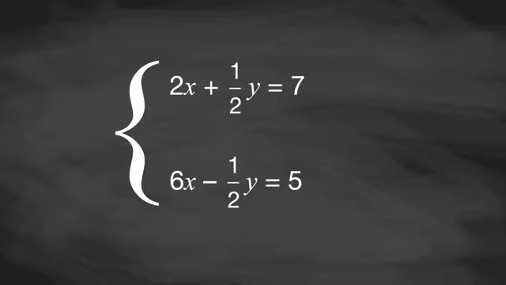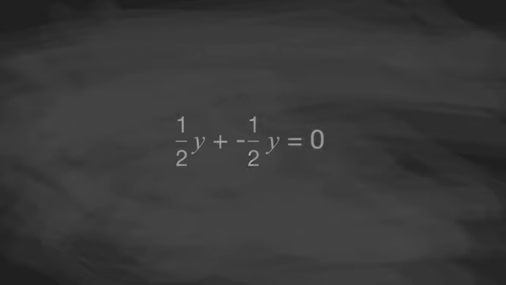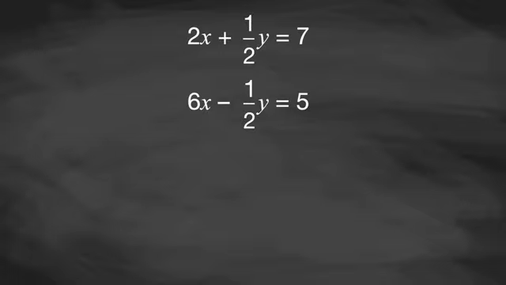Here is a system of linear equations. Which would be more helpful for solving the system? Adding the two equations or subtracting one from the other? The y coefficients are opposites, so if we add the equations, we would eliminate the y variable, and then we could solve for x. Let's test it out by adding the equations.